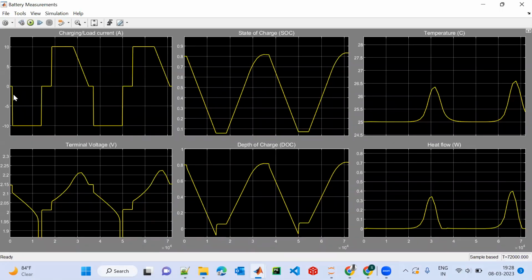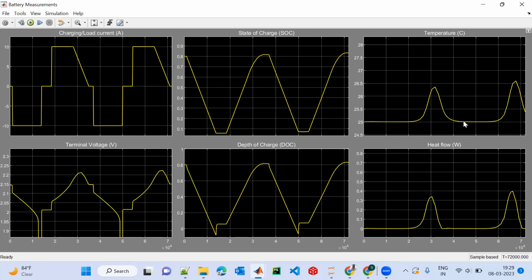This is the load current. We have discharged it with 10 amps, then we are again charging it with 10 amps, then again discharging, again charging. So this is the current profile. Then this is the state of charge. As for the depth of charge, initially the SOC of the battery was 80%. Once we discharge it, it comes near about 0. Then again we charge, again discharge, again charge. Similarly, 80% of the depth of charge happens, then again charge, then again discharge, then again charge.